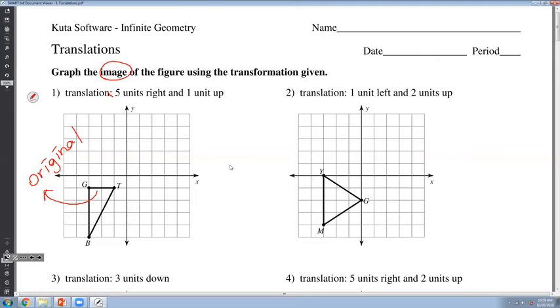All right. So what I will do, 5 units right and 1 unit up. Everything will be moving 5 units right and 1 unit up. Let's do it. This one. Let's start from T. It is T, not coffee. It is T.